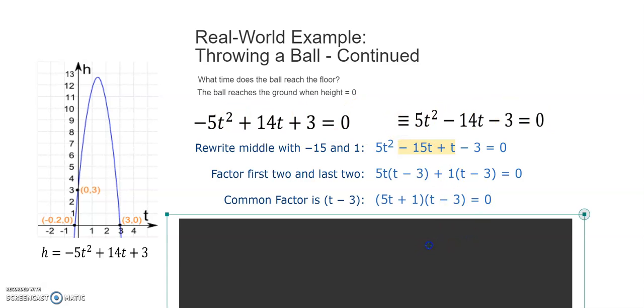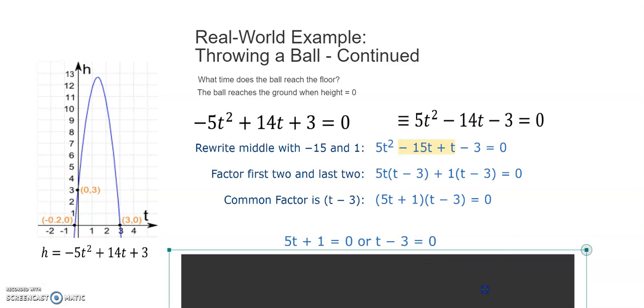Now, this is where it gets interesting, because we know that if everything in this bracket is equal to 0, 0 times this bracket gives us 0. The same can be said for the other. If t minus 3 is equal to 0, we have 0 times 5t plus 1, which gives us again 0. Now this is a little bit confusing at first, because it shows us that we have two values of t which can cause the equation to equal 0, i.e. we can say the ball is at the ground.